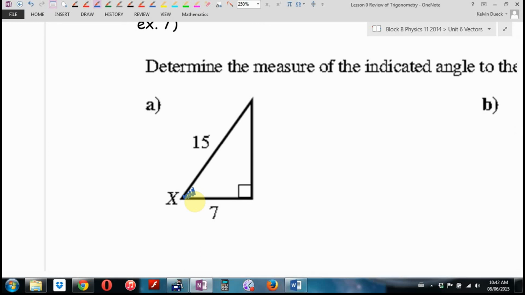What's that 12? Opposite, adjacent, or hypotenuse? Sorry, there's no 12. What's that 15? Let's try that again. What's that 15? Opposite, adjacent, or hypotenuse? What's the 7? Adjacent. Which trig function has an a and an h in it? Cos. So we write cos.